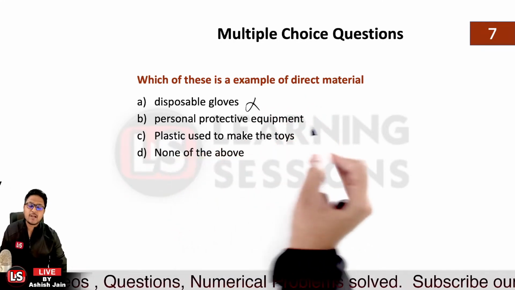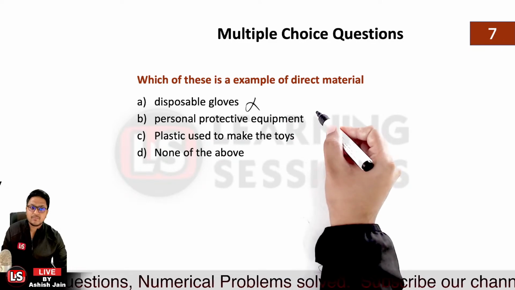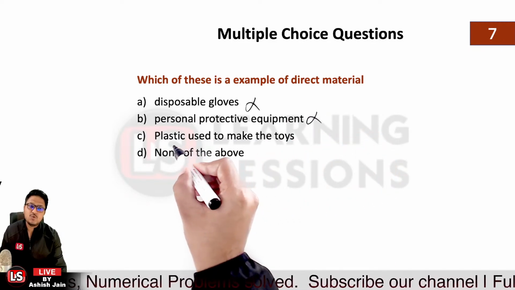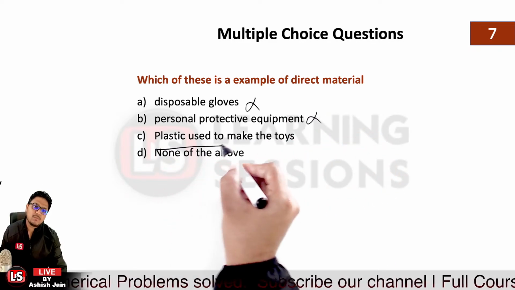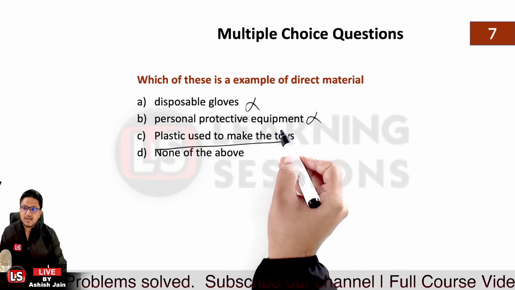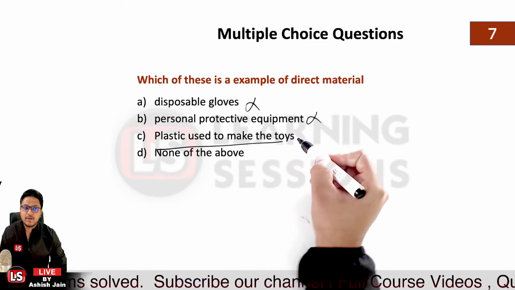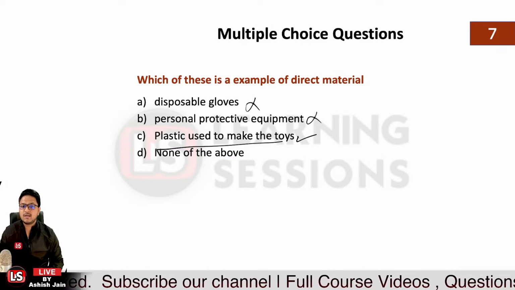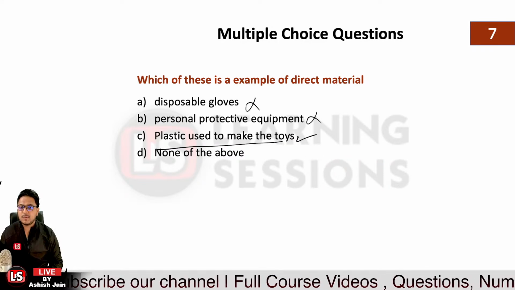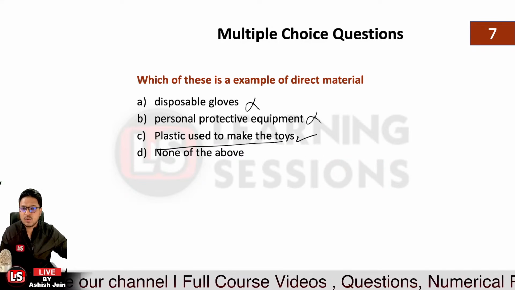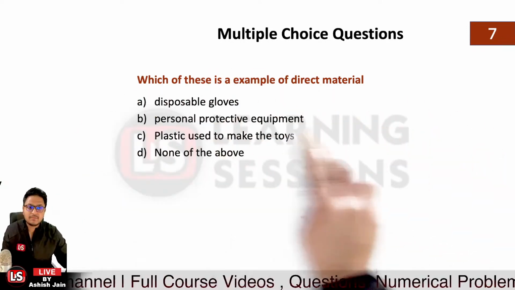Option B says personal protective equipment. This is also indirect material. Option C, plastic used to make the products. Now if the toys are being made out of plastic, that will be the part of the final product. So it will be the direct material. Option C over here would be the right answer. So Abstain and Manohar Hasde had answered correctly over here.